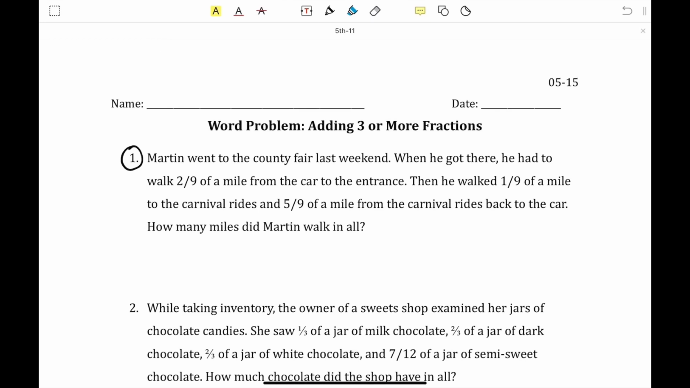Hello, fifth graders. Today we're going to go over 3 types of word problems and how to multiply whole numbers by fractions. So the first one, number 1, is word problems based on how to add 3 or more fractions.